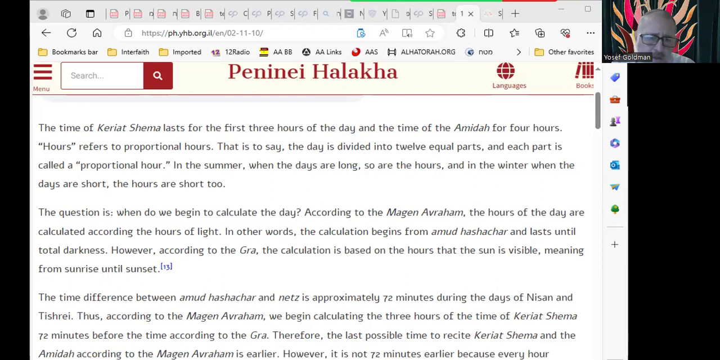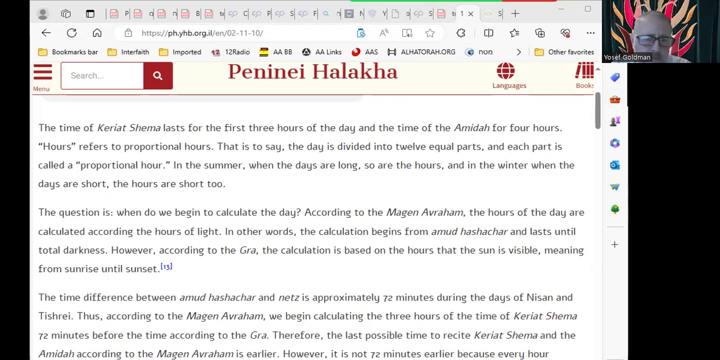So the time of Kriyat Shema lasts for the first 3 hours of the day, and the time of the Amidah for 4 hours. Hours refers to proportional hours. That is to say, the day is divided into 12 equal parts, and each part is called a proportional hour. In the summer, when the days are long, so are the hours, and in the winter, when the days are short, the hours are short too. If I remember correctly, the shortest halachic hour is 44 minutes, and the longest halachic hour is an hour and 20 minutes. So that's basically how many hours of day we have.